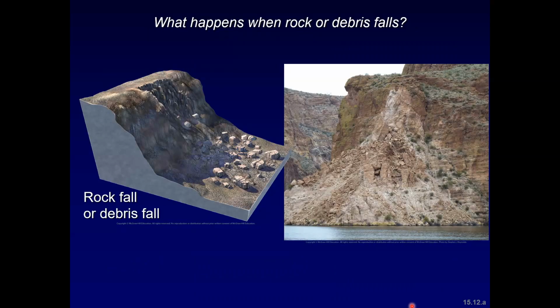So what happens when rock or debris falls? We're showing you an example of a block diagram of that versus a real example in Canyon Lake, Arizona. The fall must be associated with a cliff. Large blocks below the cliff may indicate the potential for fall. So if you see blocks at the base of a cliff, you know it's probably likely to happen again.